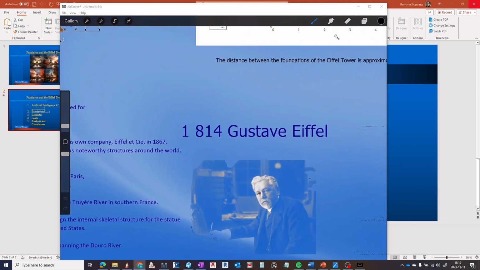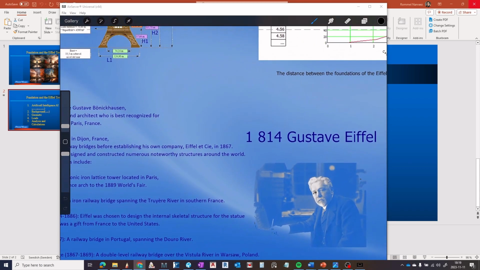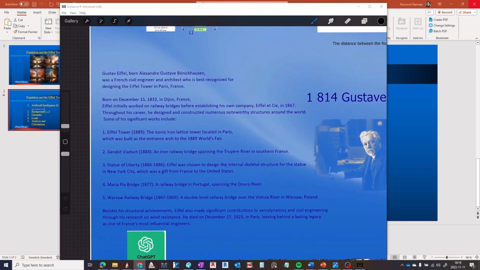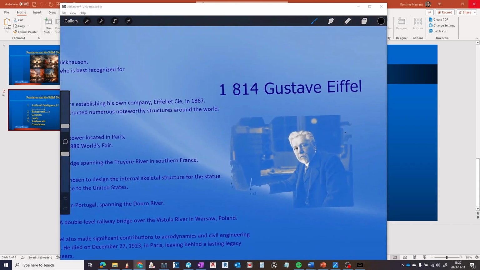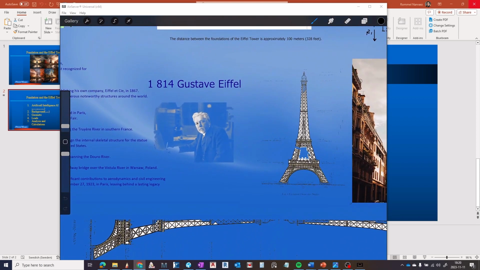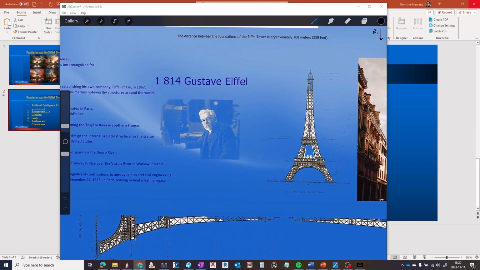I must say some background about Gustave Eiffel. He was a very famous bridge engineer. At the time that he got this assignment or project, he had other very famous works like the Garabit Viaduct in France, the Statue of Liberty that is in New York, the Maria Pia Bridge, and the Warsaw Railway Bridge. He was working a lot with bridges, and at that time bridges in steel.